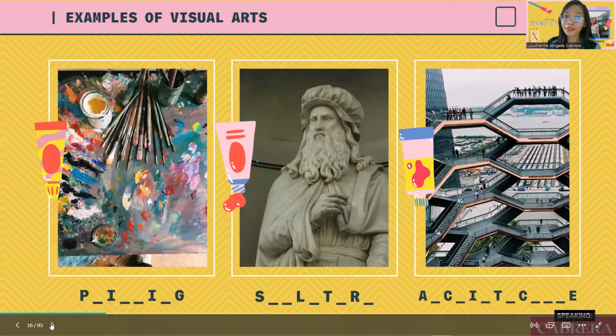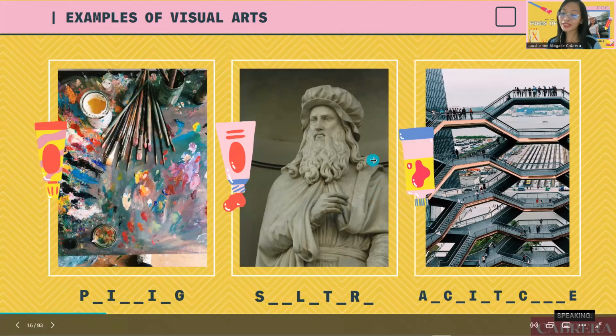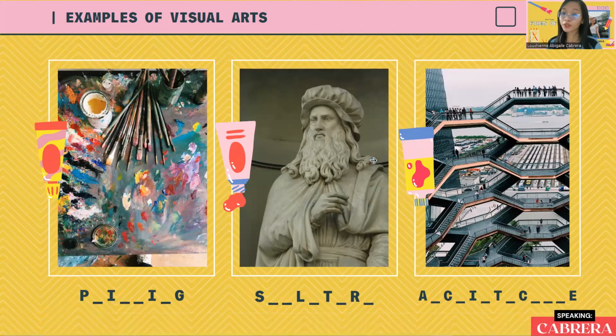Now, meron tayong tatlong images dito na example ng visual art. Can you guys try guessing kung ano yung complete word for us to assess your basic knowledge? Okay, number 1. Bibilang ako dito ng 5 seconds and subukan yung hulaan kung ano yung mga words na to. And then, on the next slide, ilalabas ko kung ano yung mga tamang sagot.